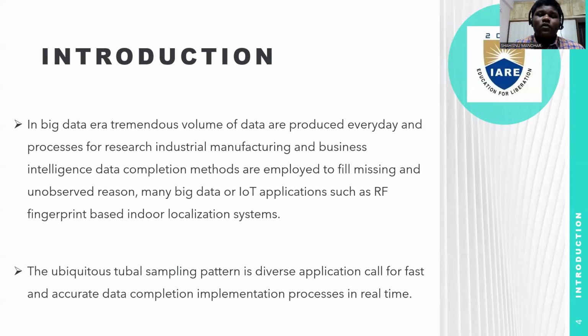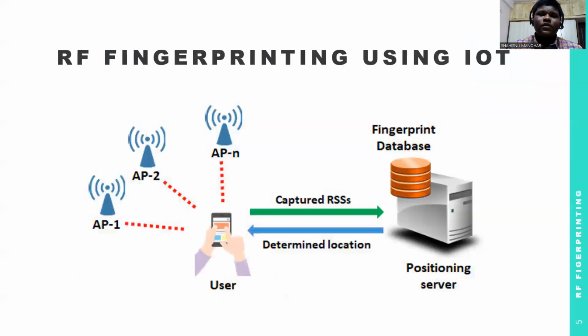Many big data or IoT applications, such as RF fingerprinting based indoor localization systems, have the ubiquitous tubal sampling pattern. Diverse applications call for fast and accurate data completion implementation in real time. This is the example we used, RF fingerprinting using IoT, which is one of the applications of tensors using GPU.